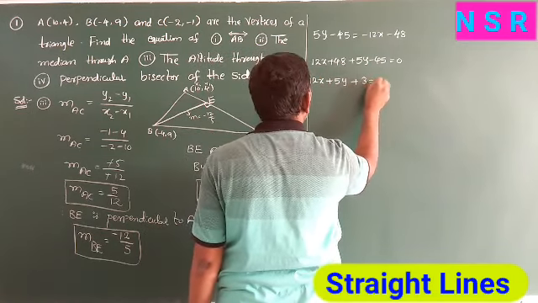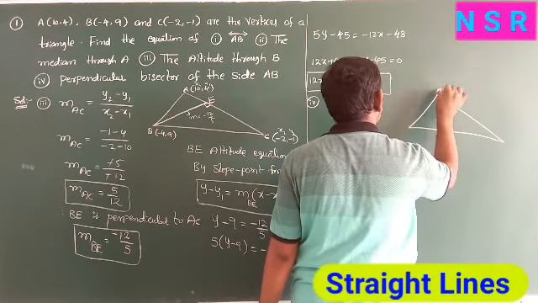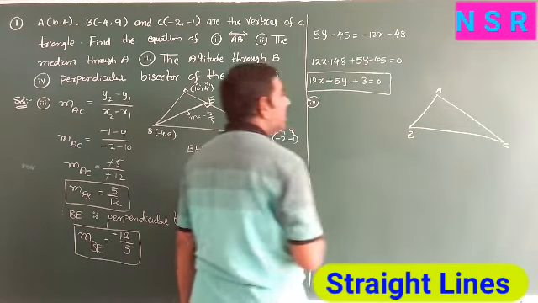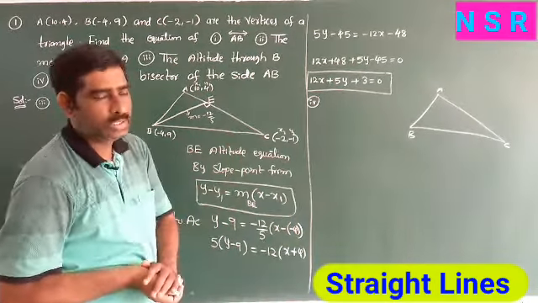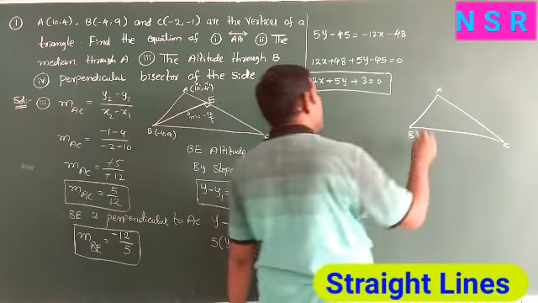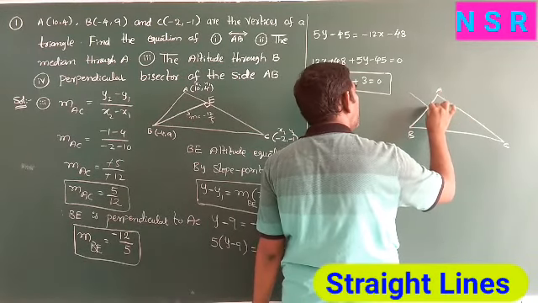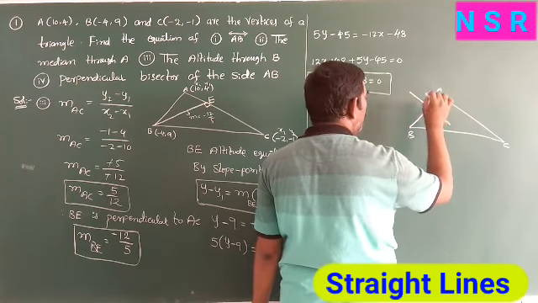Next, the fourth one is the perpendicular bisector. So what is a perpendicular bisector? In a triangle ABC, a line that divides a side of the triangle into two equal parts. So here we are finding the perpendicular bisector of the side AB. A line that divides this side AB into two equal parts is called a perpendicular bisector. So it is perpendicular to AB and also this line divides AB into two equal parts.